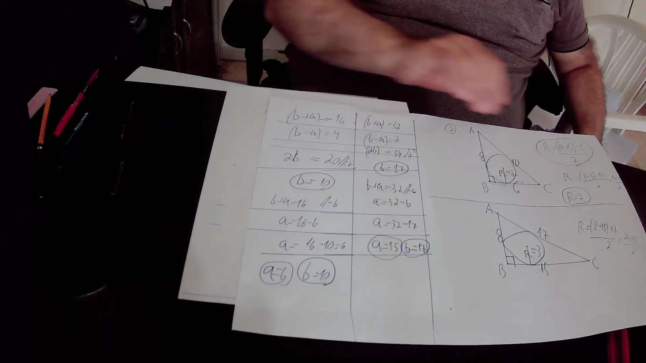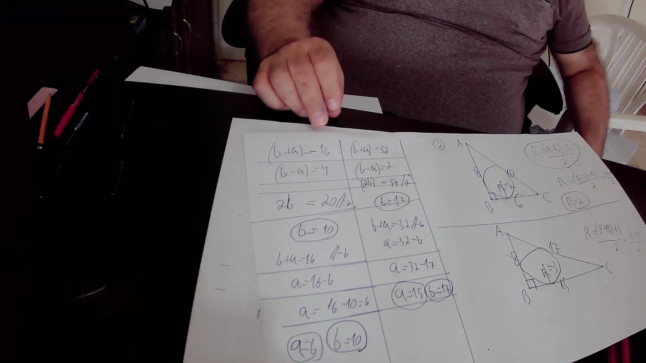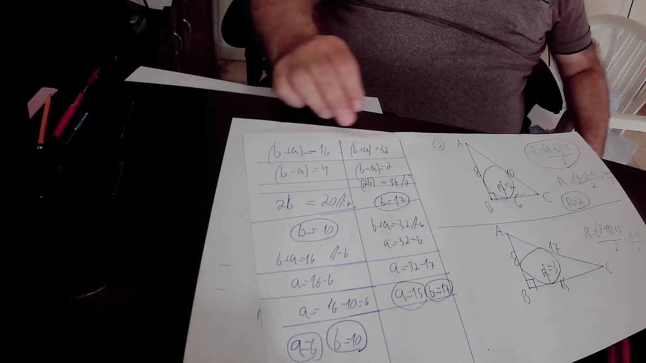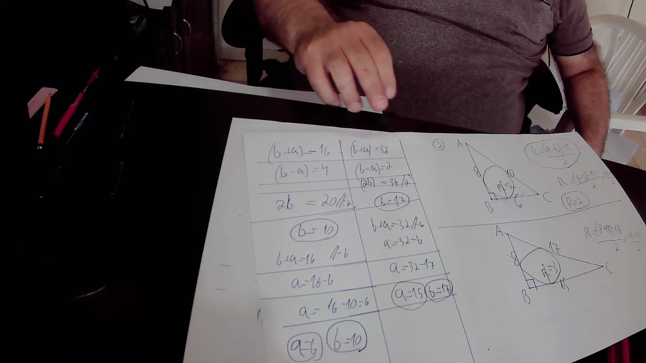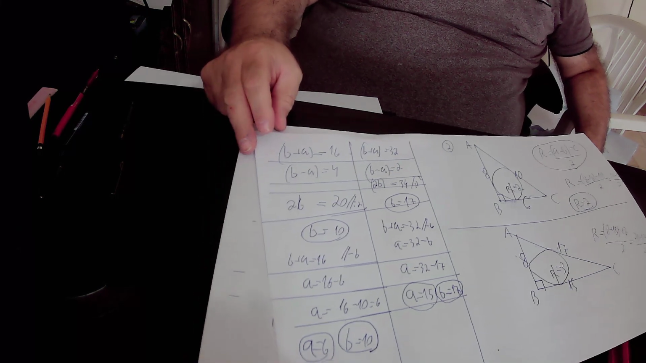According to the first solution, b plus a is 16 and b minus a is 4, and according to the second solution, b plus a is 32 while b minus a is 2. We'll focus on the first solution.